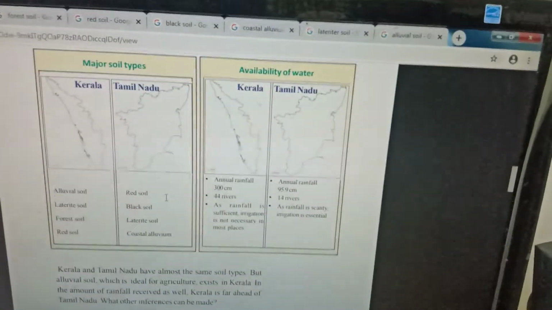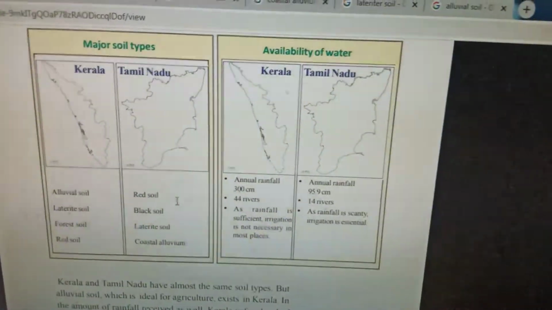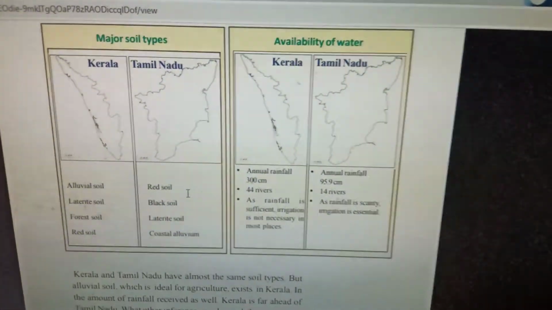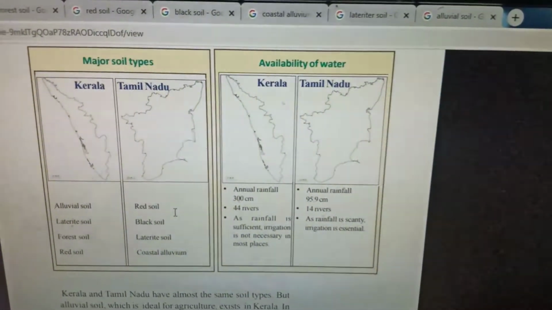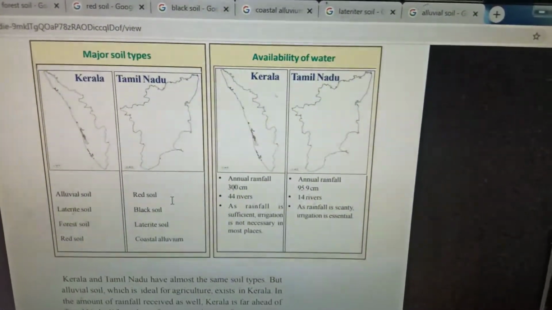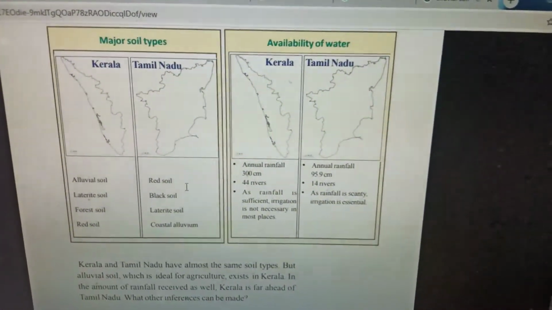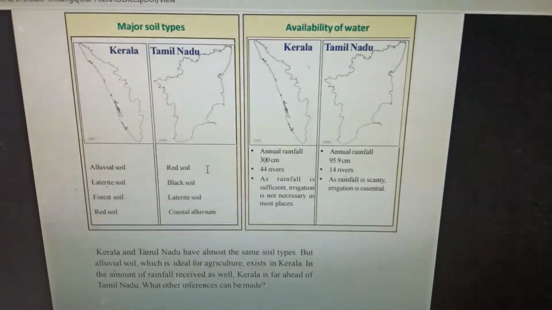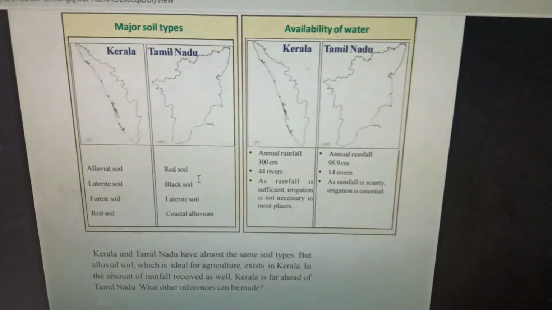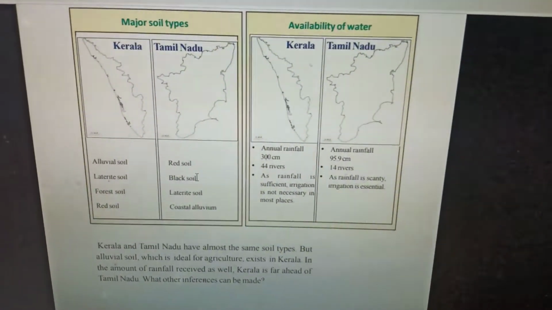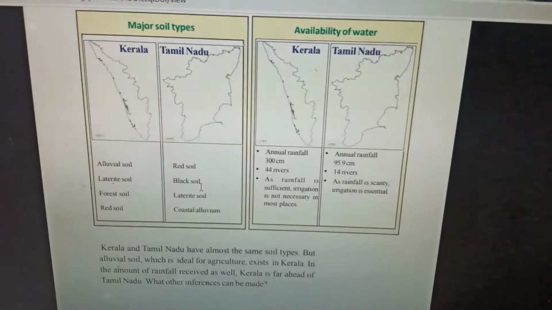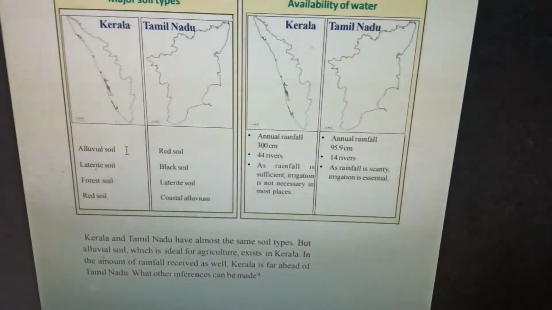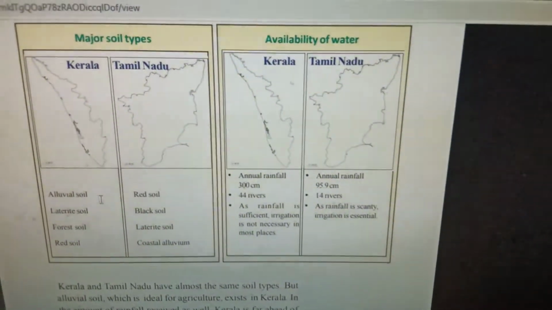For that comparison, first we can compare the major soil types in Kerala and Tamil Nadu. The soils in Kerala are alluvial soil, laterite soil, forest soil and red soil. And in Tamil Nadu, the major soil types are red soil, black soil, laterite soil and coastal alluvial. So now we can study the features of each soil.